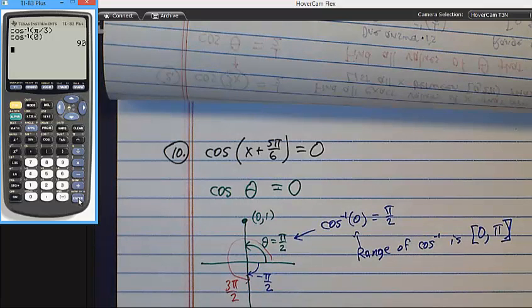Go ahead, Molly. Because the range is 0 to pi, you wouldn't be able to use 3 pi over 2, right? If I use my calculator, it'll never give me 3 pi over 2. It'll never give me negative pi over 2, right? The only answer I would possibly get from my calculator is what? Pi over 2.